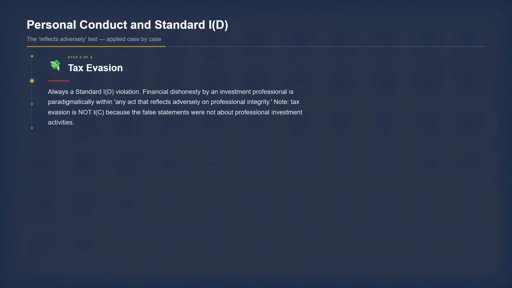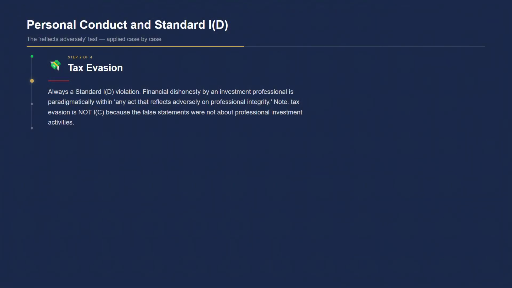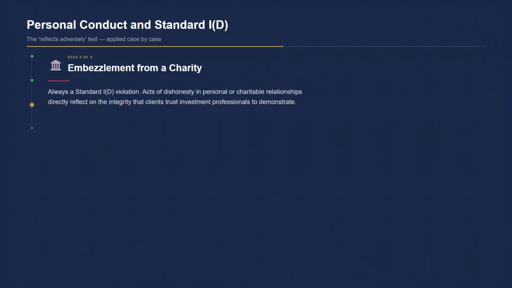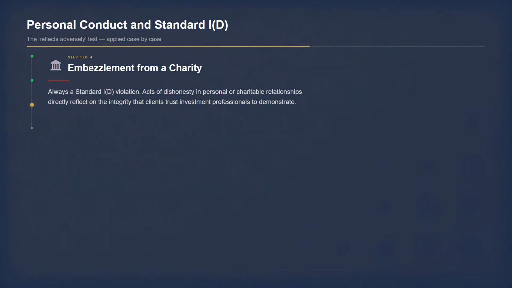The exam tests this with 3 specific scenarios. A DUI conviction on a Saturday night, no professional capacity involved. Possible I(D) violation. Apply the reflects adversely test. Would a sophisticated client question this person's professional trustworthiness? A single DUI maybe. A pattern of substance-related behavior, almost certainly.